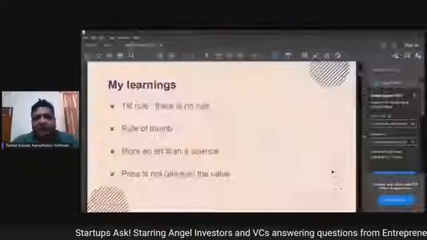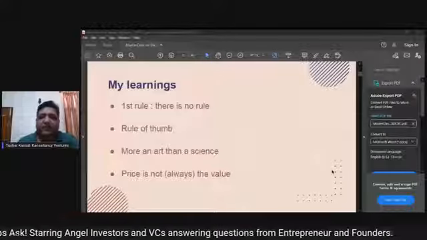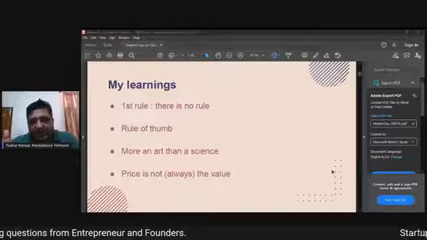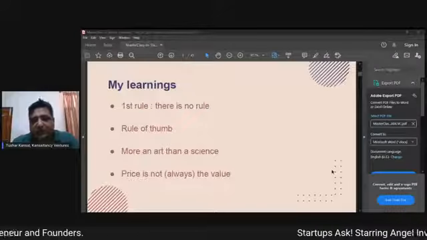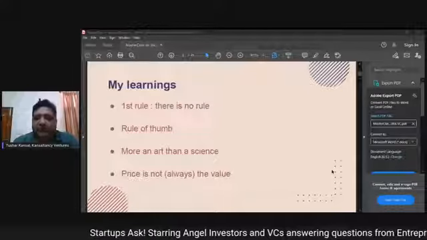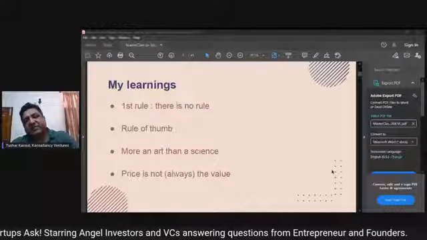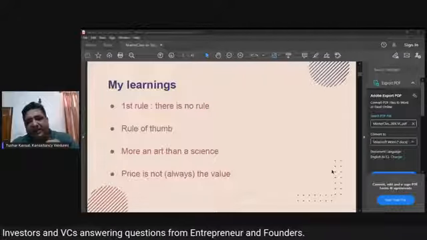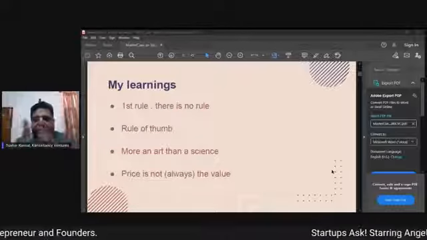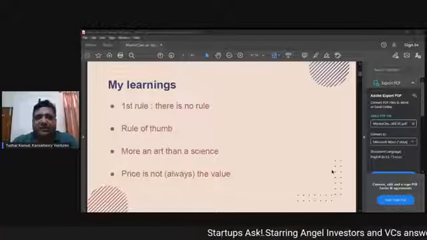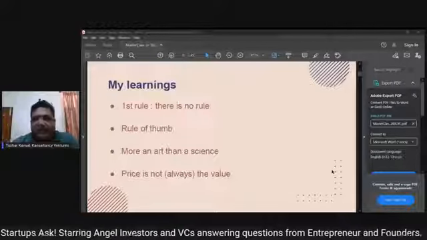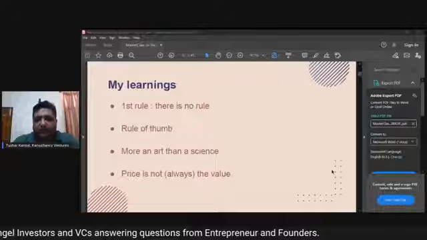Okay. Now, these are some of the learnings from early stage investing. It works on rule of thumb. There is no fixed rule. It is more of an art than a science. Price is not always the value, which means that you might perceive your price as something else, and I might perceive my price as something else. To bring both of them together is when the deal happens. But it's not necessary that if you are quoting a price, then you know the value.